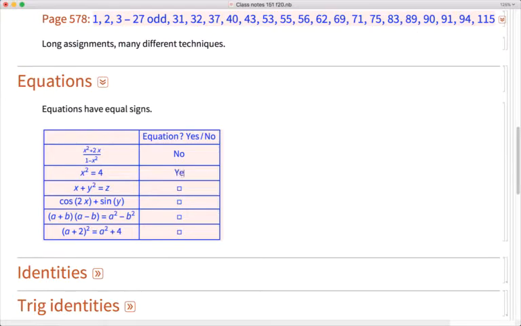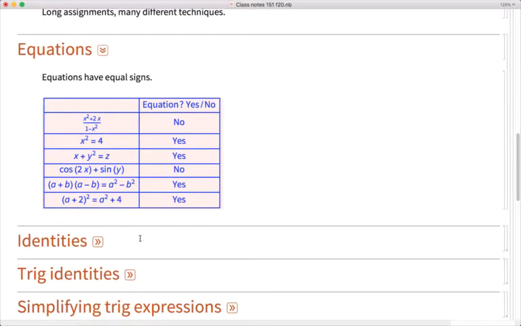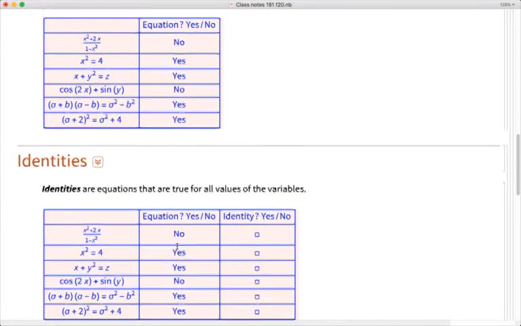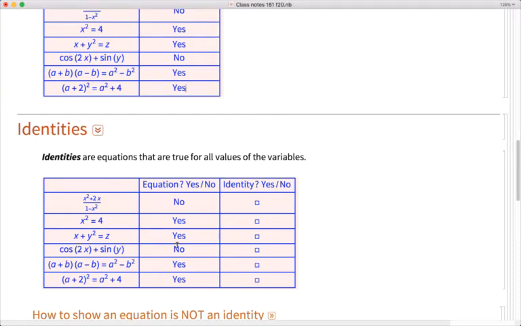This next one, there's an equal sign. No equal sign, so that's not an equation. Here's an equation, I see the equal sign, and another equation. Okay, so equations better have an equal sign. Okay, so identities are equations that are true for all values of the variables in the equation.